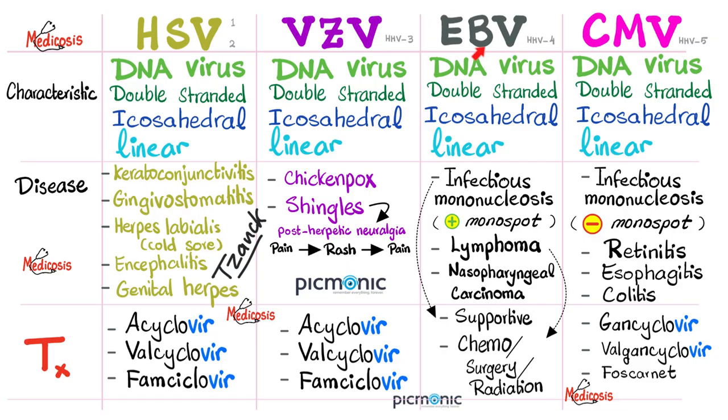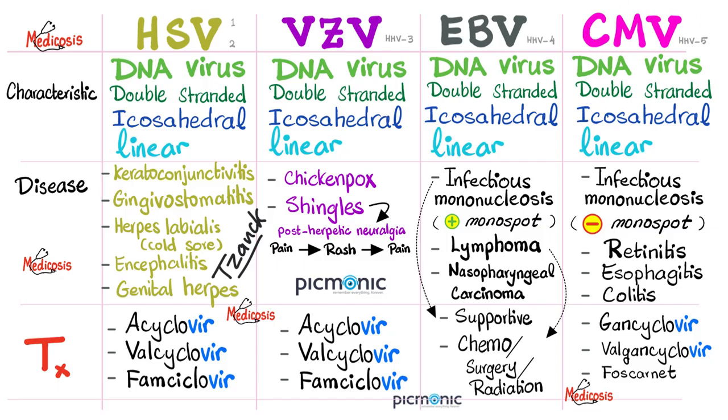Next, Epstein-Barr virus. It can lead to monospot positive infectious mononucleosis. EBV can lead to all kinds of lymphoma, including Hodgkin's lymphoma and non-Hodgkin's lymphoma. And the non-Hodgkin's lymphoma includes diffuse large B-cell lymphoma, which includes primary CNS lymphoma. EBV can also lead to oral hairy leukoplakia as well as nasopharyngeal carcinoma.